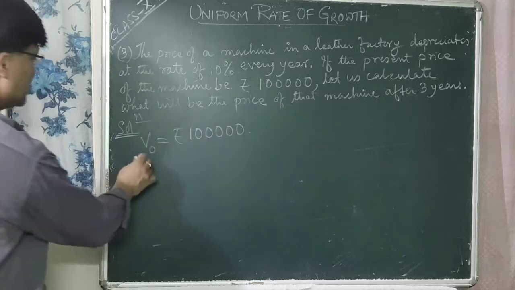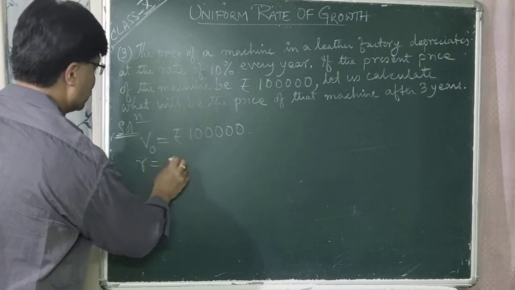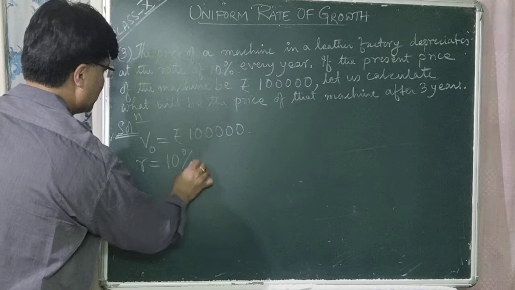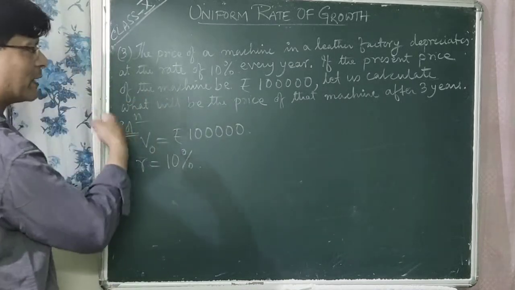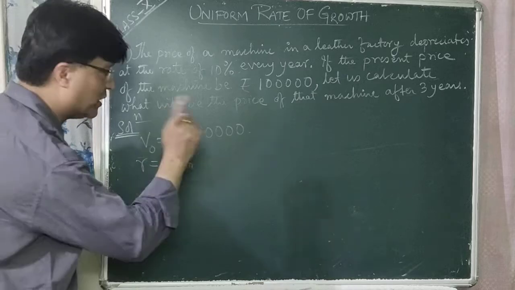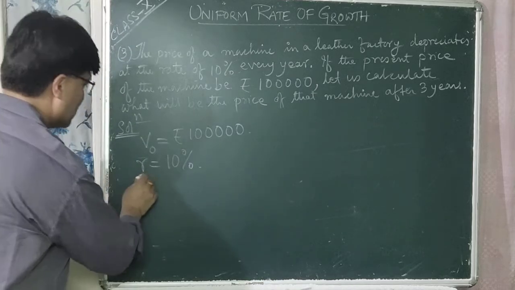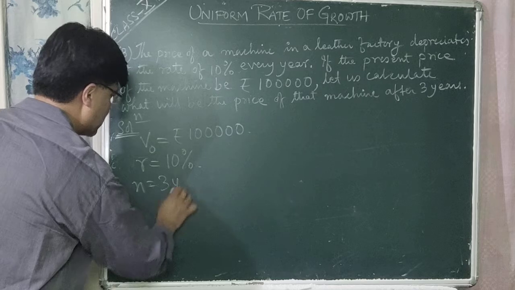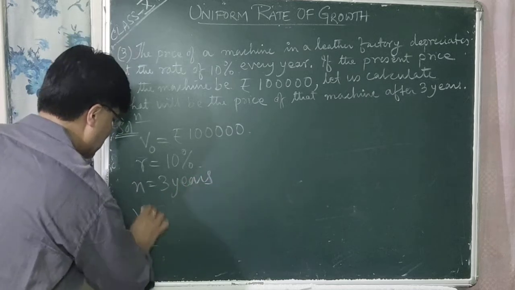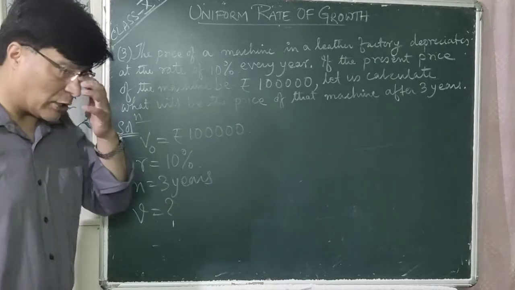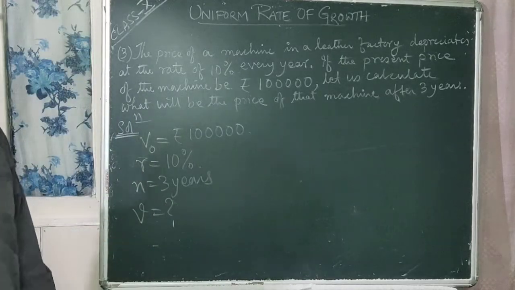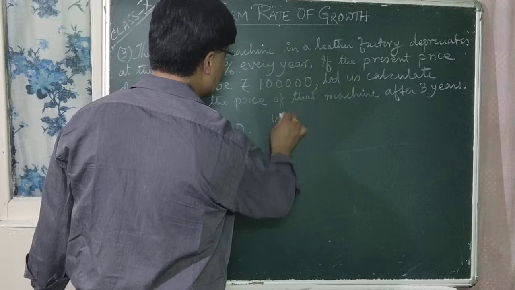Okay. What is the rate of decrease every year? It is 10%, right? You have to find out the final price of that machine after how many years? 3 years, right? So N is equal to 3 years. That means you have to find out the value or the price of the machine after 3 years. Okay.